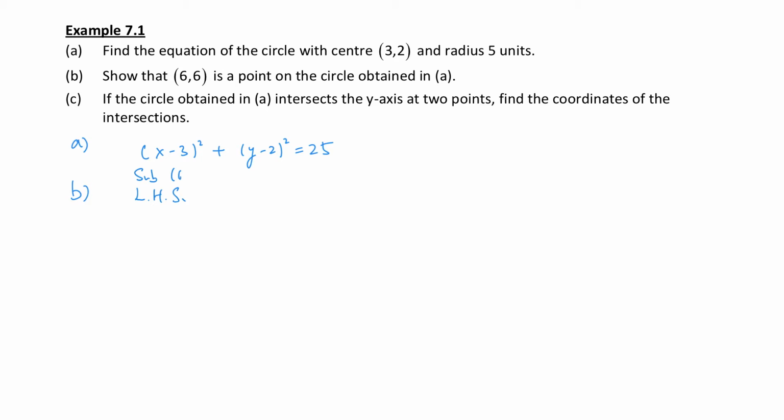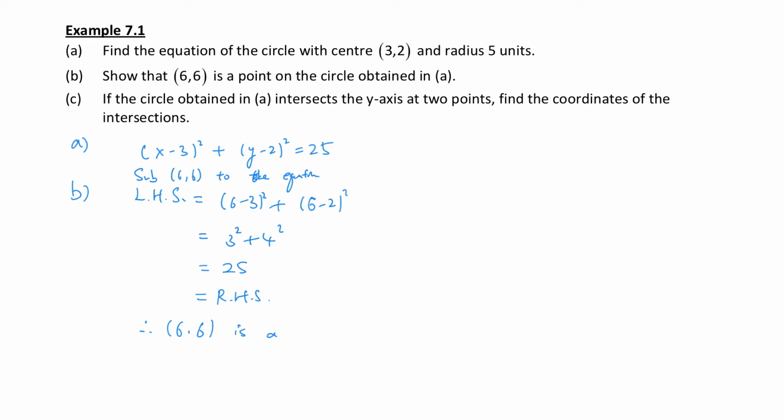Substitute 6 and 6 into the equation. Left-hand side is equal to (6 − 3)² + (6 − 2)², which is equal to 3² + 4², which is equal to 25, which is equal to the right-hand side. Because left-hand side is equal to right-hand side, so (6, 6) is a point on the circle.